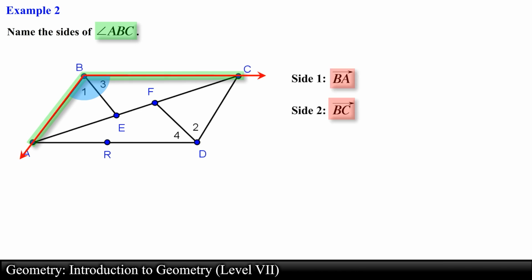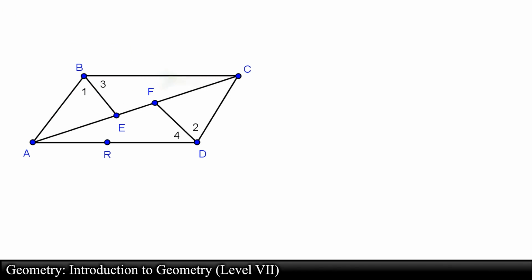We need to make sure that we label the vertex first, since this is technically the endpoint of each ray. Keep in mind, when you denote rays, the order of the letters matter. We need to write the endpoint first, followed by a second point. This second point indicates the direction that the ray infinitely extends towards. Alright, let's move along to the third example.